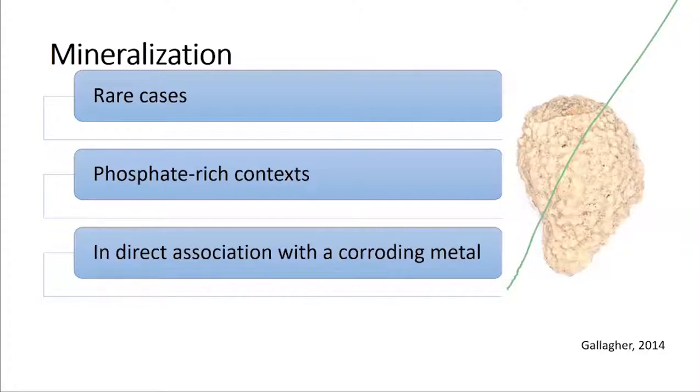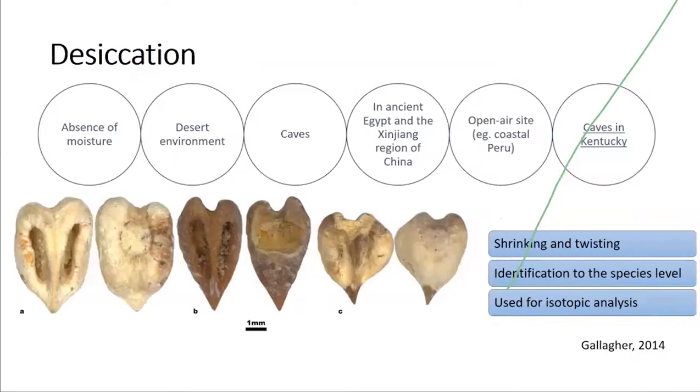Plants are also in direct association with a corroding metal like bronze, iron, or copper. It's also one of the points. And desiccation. In other words, people also call it desiccation, mummification, or dry preservation. Therefore, when you're reading archaeobotanical papers, you should not be surprised. All those terms are possible and correct. You can just accept it.